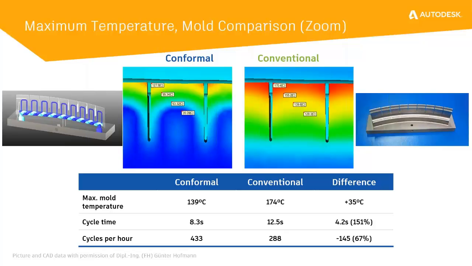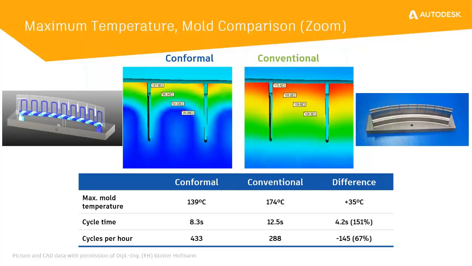When evaluating the impact on production volume, you will notice the conformal design can run 145 more parts per hour using a single cavity mold. This is the type of information that can be used to help justify using a cooling approach.